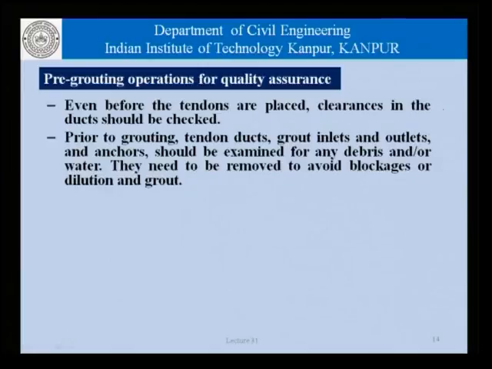Prior to the grouting, tendon ducts, grout inlets and outlets and anchors, whatever they are, should be examined for any debris and or water. They need to be removed to avoid blockages and or dilution of the grout.